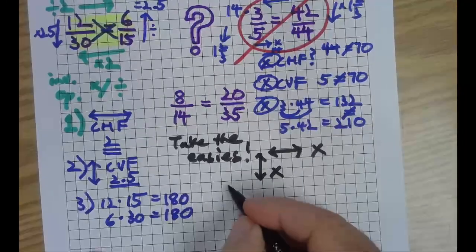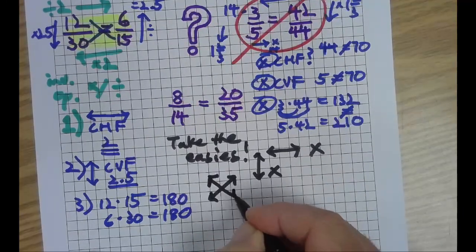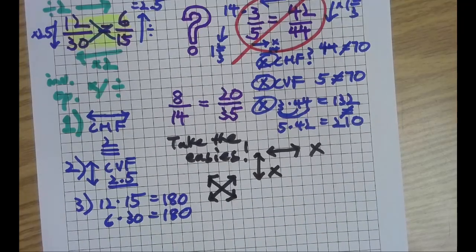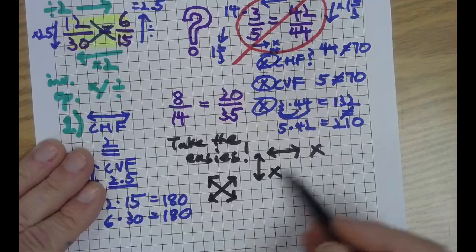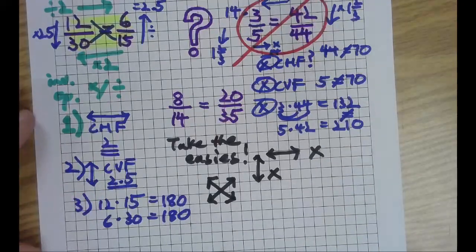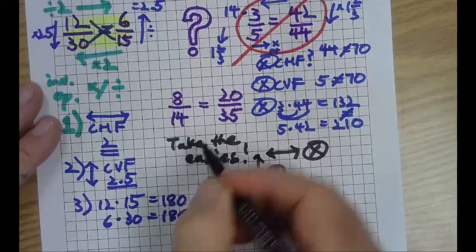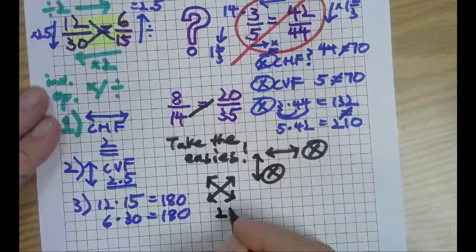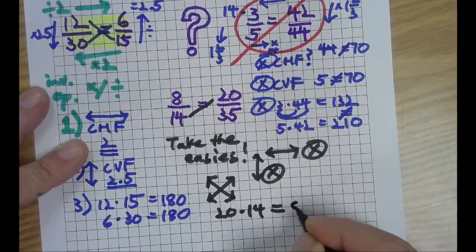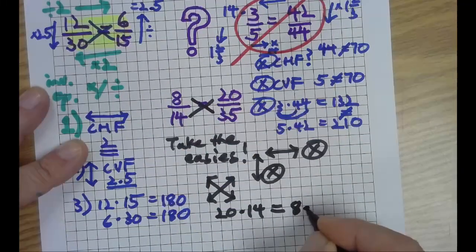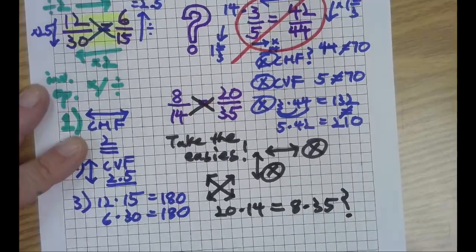So let's go cross products. That seems like the easiest one here. Plus, we already know it's either going to be all or nothing. So if this doesn't work, or if this does work, we can assume that the others would follow. Okay, so 20 times 14, does it equal 8 times 35? At this point, that's a question, not a statement.